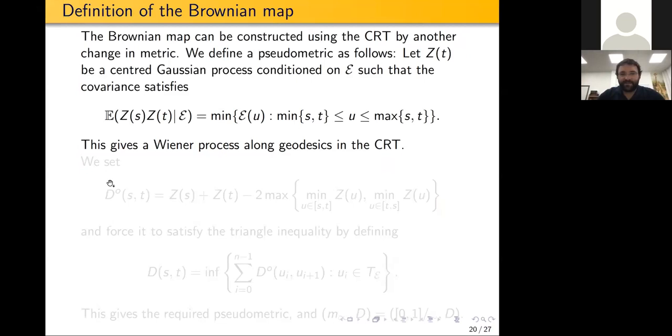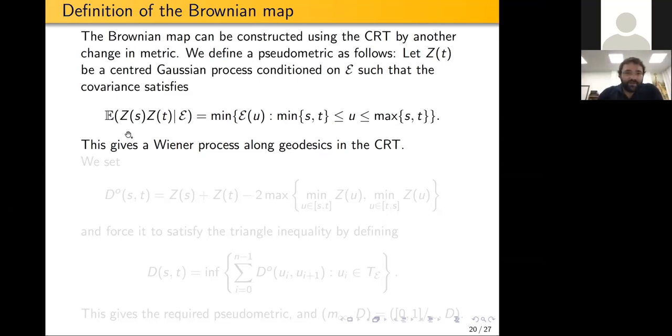Heuristically, what you build is a Brownian motion on the tree. As you have this random object, a random tree, along this tree you go along these geodesics, and you let this Gaussian process run with it. And this Brownian process that you run along the tree gives you this new metric.